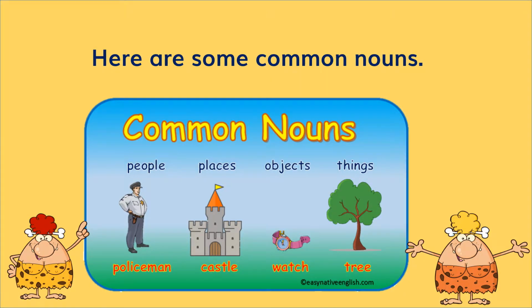Here are some common nouns. Common nouns are people, places, objects, and things. For example, a policeman, a castle, a watch, a tree. They are not names of things, they are actual things, usually things that you can touch. So anything that can be touched is a common noun.